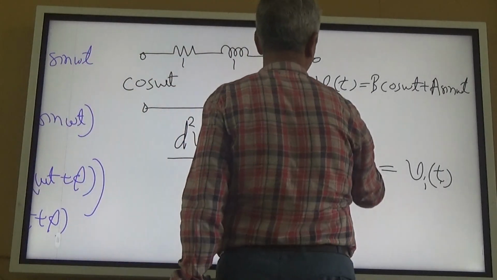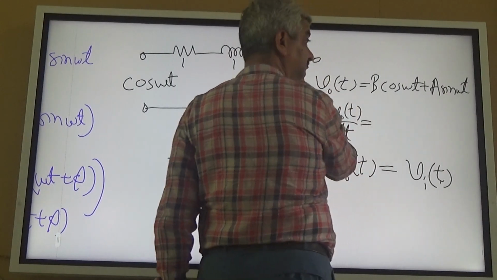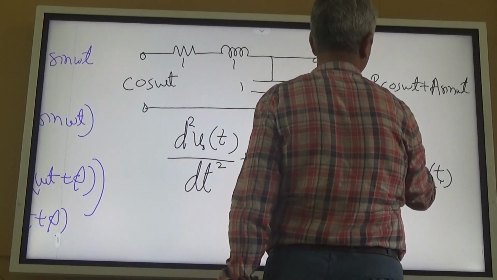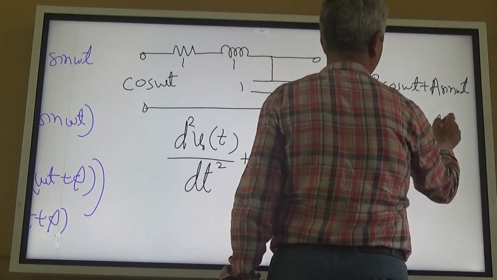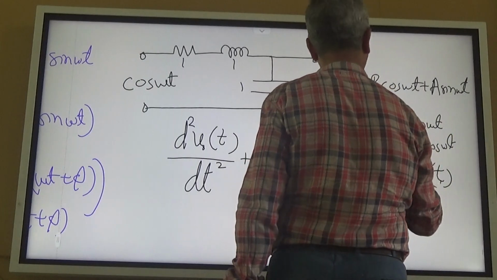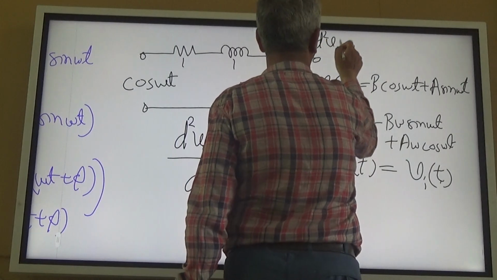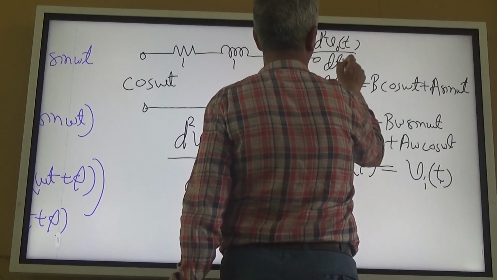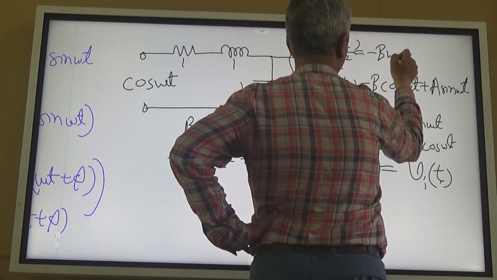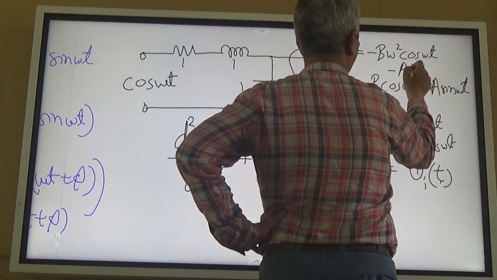So what is dVOT by dt? It is minus b omega sin omega t plus a omega cos omega t, and then one more, that is d2 VOT upon dt square is equal to minus b omega square cos omega t minus a omega square.